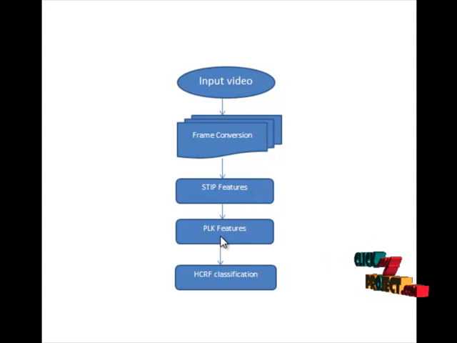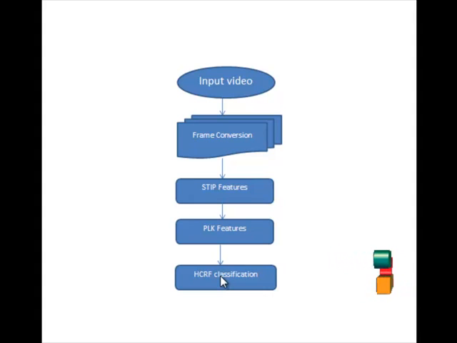After that, we will go to the PLK features. It assumes that the flow is essentially constant in a local neighborhood of the pixel under consideration and solves the basic optical flow equations for all the pixels in that neighborhood by the least squares criterion. By combining information from several nearby pixels, the Lucas-Kanade method can often resolve the inherent ambiguity of the optical flow equations. After the PLK feature, it will go to the HCRF classification.